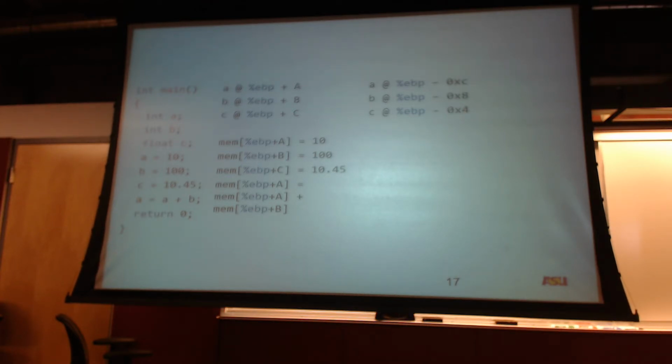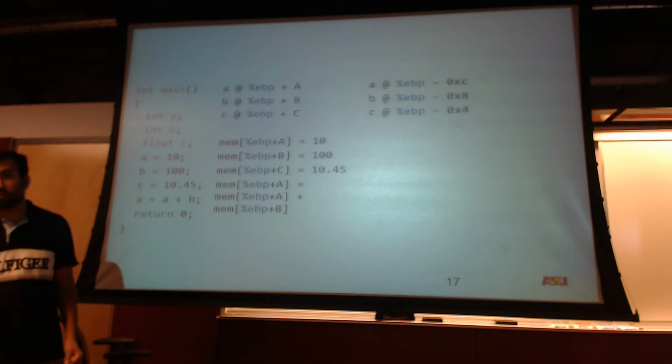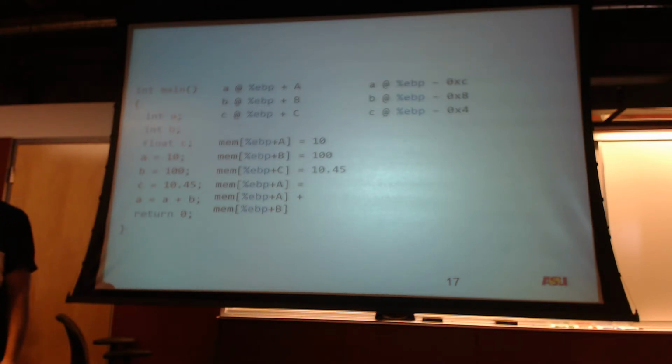Then what do you need to do in order to put the value 10 into EBP plus A? Now remember, what did we do before? We did movl. Why did we move L? Because we had global data memory in there. Now we don't do movl. What we do is this. We take the EBP and put it into ESP.